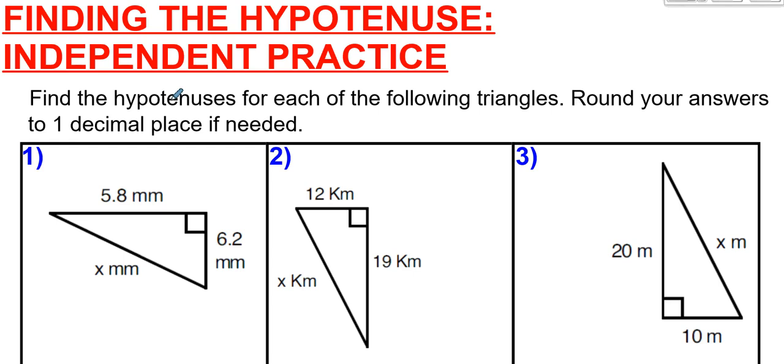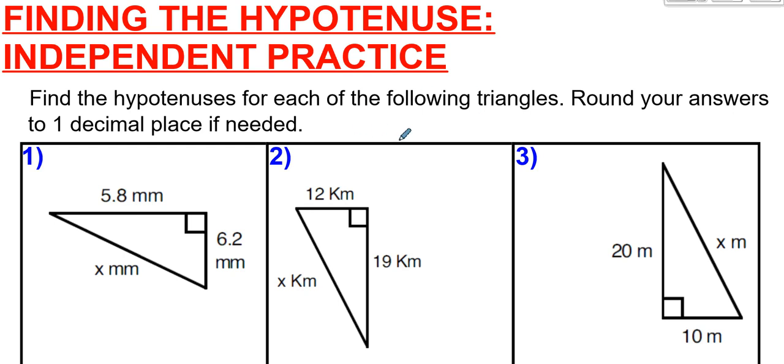Next up, a few questions for you to have a go at. Each one we're finding the hypotenuse. I'd like you to have a go at finding the hypotenuses for each of these triangles below. Round your answers off to 1 decimal place if you get a decimal answer. So again, press pause, have a go at these, and press play when you want to check your answers. So have a go now.